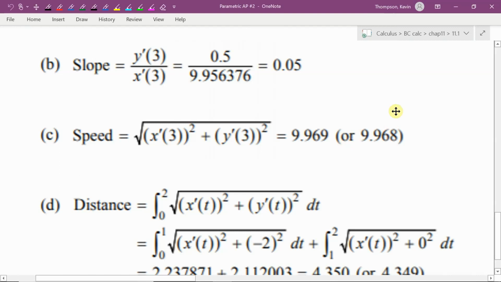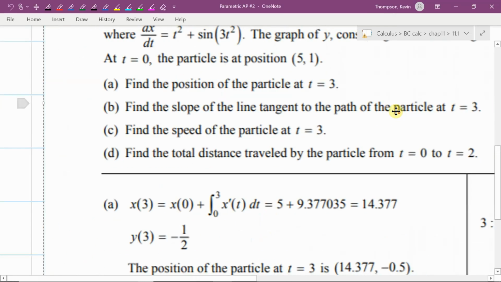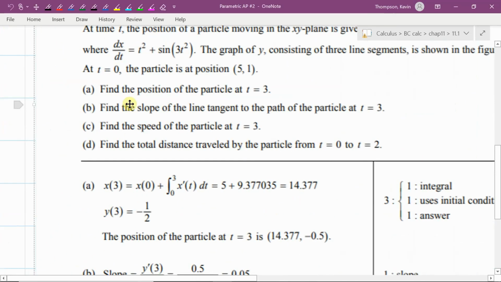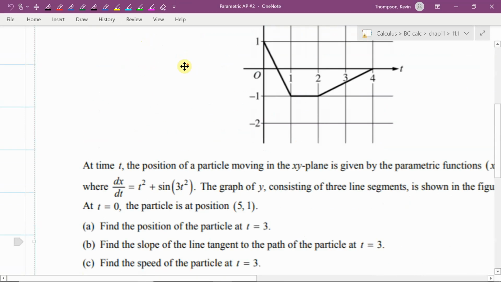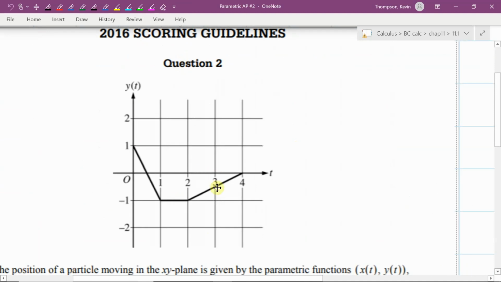So we just need to figure out y prime of 3 and divide it by x prime of 3. Right? Wouldn't that be the derivative at 3? So let's go back. Find the slope of the line tangent to the path of the particle at t equals 3. So we need to find dy/dt, divide by dx/dt, and then make t 3. dx/dt is given to us. For dy/dt, we have to go back here and go to 3 and figure out the slope.